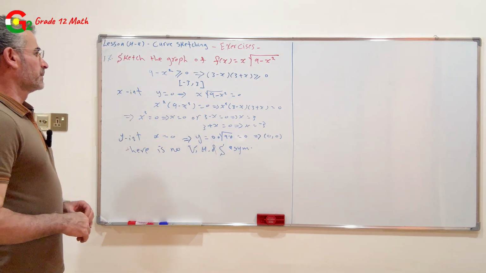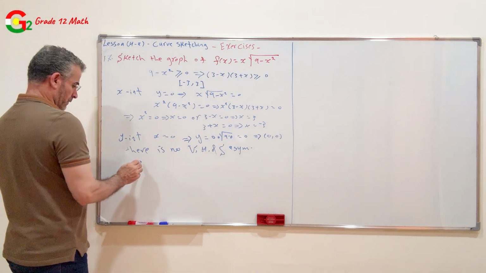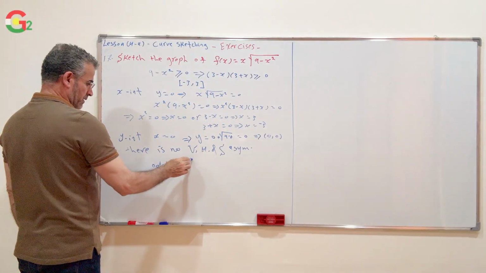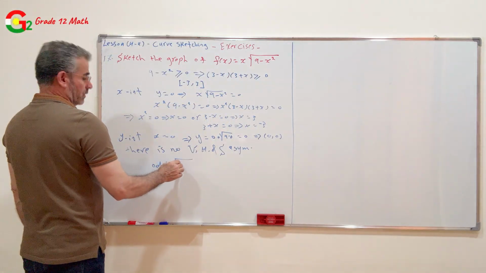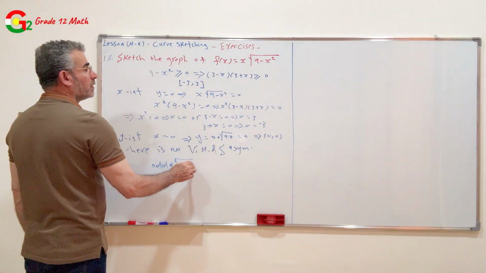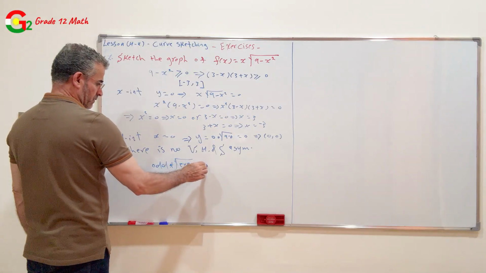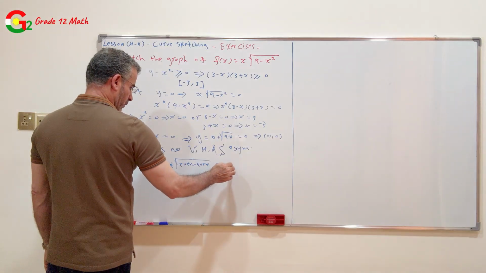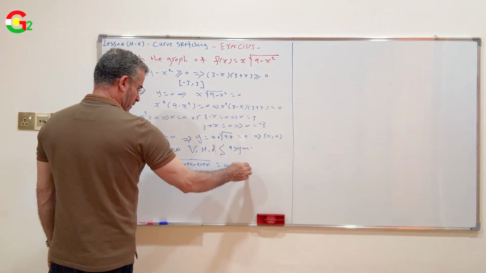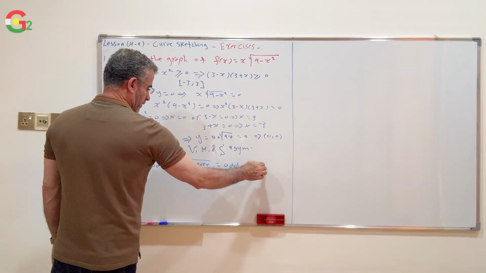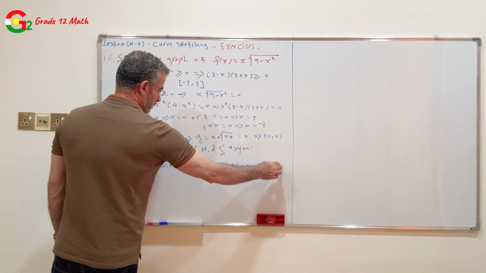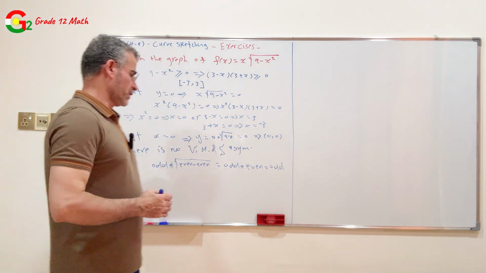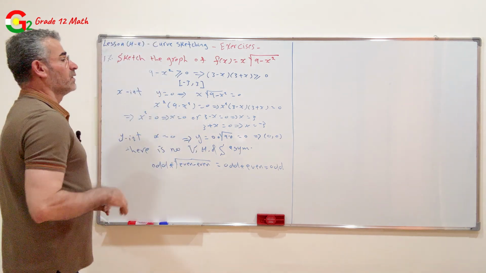For symmetry, we have an odd function times the square root of an even function. Even minus even is even, the square root of even is even, and odd times even equals odd. Therefore, the function is symmetric with respect to the origin.